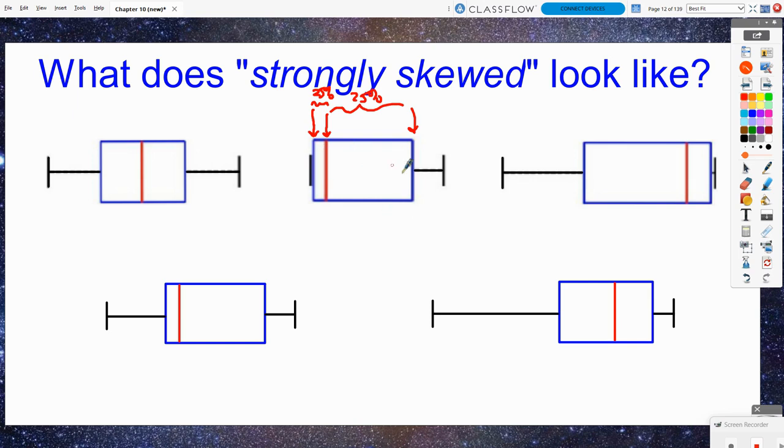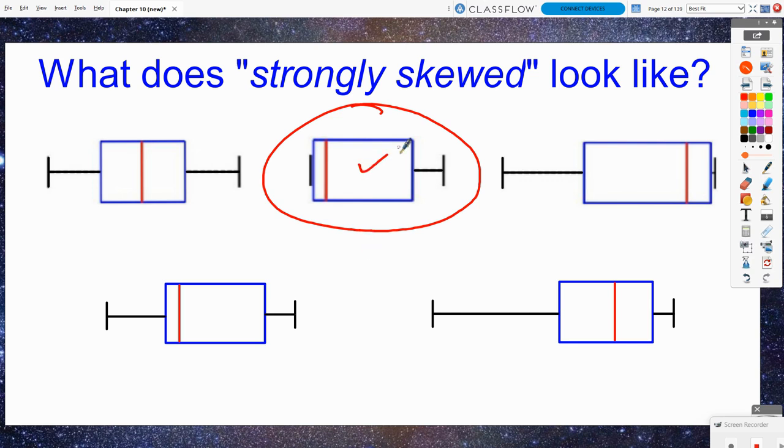And again, it is really strongly skewed to the right. So both of those are allowing me to believe that the data this box plot was made from is strongly skewed. Now, what about the third option here?